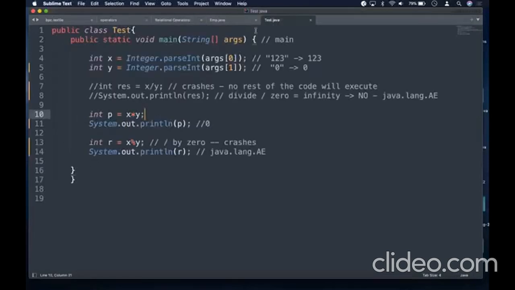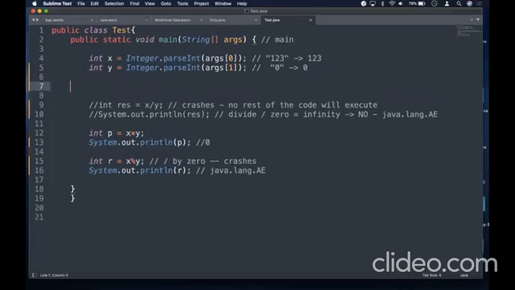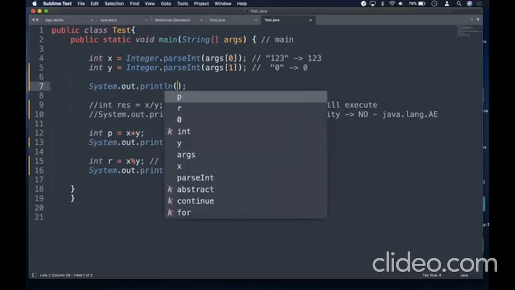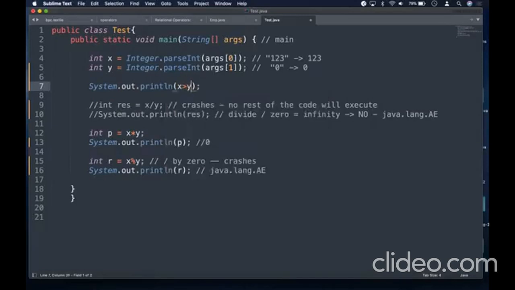For example, if you want to see this, I can write x comma y, the values are there with me. Now I just want to print and show you. System.out.println, both x and y values are there. I'm saying x greater than y, so what is the answer? If I give some normal values, not 123 and 0, for example, 123 and 10, then x greater than y, yes, it is true.